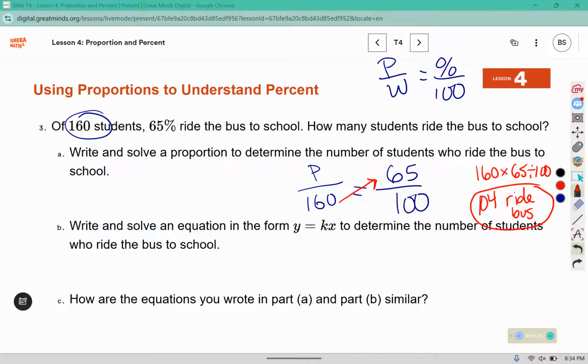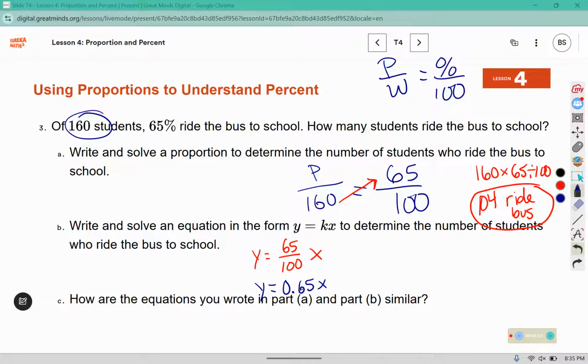Then it says write an equation in the form y equals kx to determine the number of students who ride the bus to school. In earlier lessons in 7th grade, the k was used as the constant of proportionality, or the rate of these problems. The rate here is 65%, so we could write it as y equals 65 over 100 x, or we can write the percent as a decimal. 65 over 100 is 0.65, just like we saw in our warm-up today.